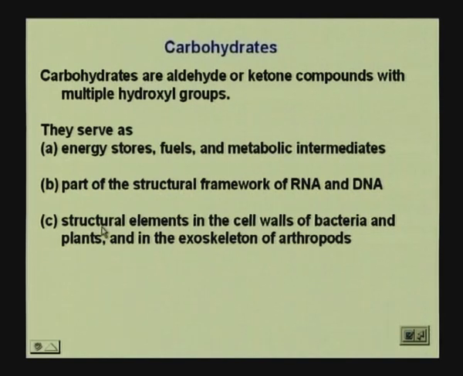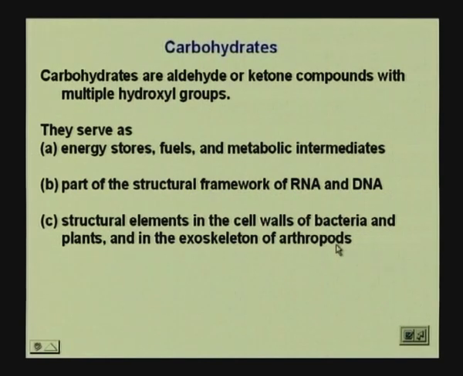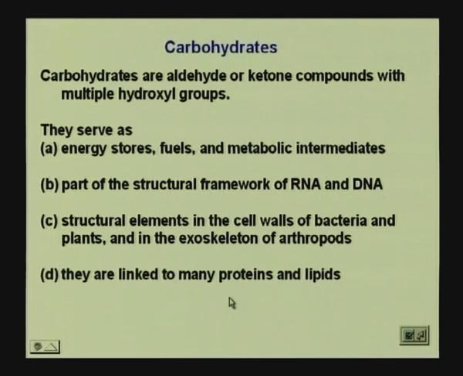They also form the structural elements in the cell walls of bacteria and plants and in the exoskeleton of arthropods. Okay? This is what forms the chitin, which you have probably heard about, the exoskeleton of arthropods like cockroaches, and it is that hard shell that is formed, that is also a polysaccharide, which is basically a carbohydrate. They are also linked to many proteins and lipids, and when we studied lipids and the fluid mosaic membrane, we found there were proteins which we called glycoproteins that had sugar attached to the lipid moieties that were part of the fluid mosaic membrane that allowed the transfer of material from the inside to the outside of the cell.